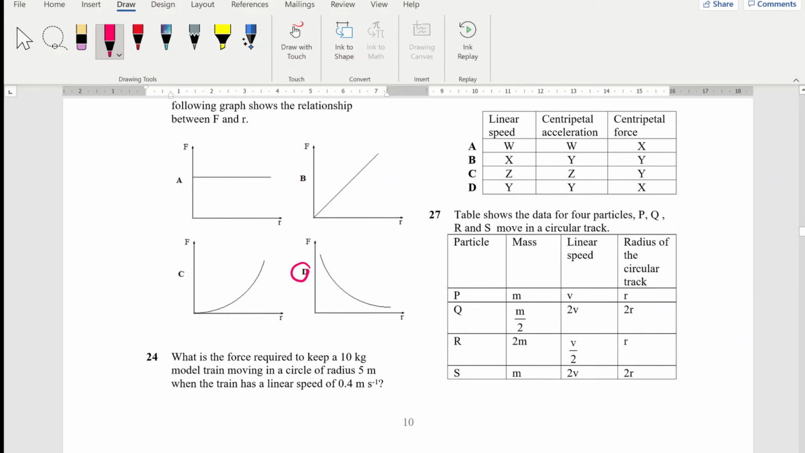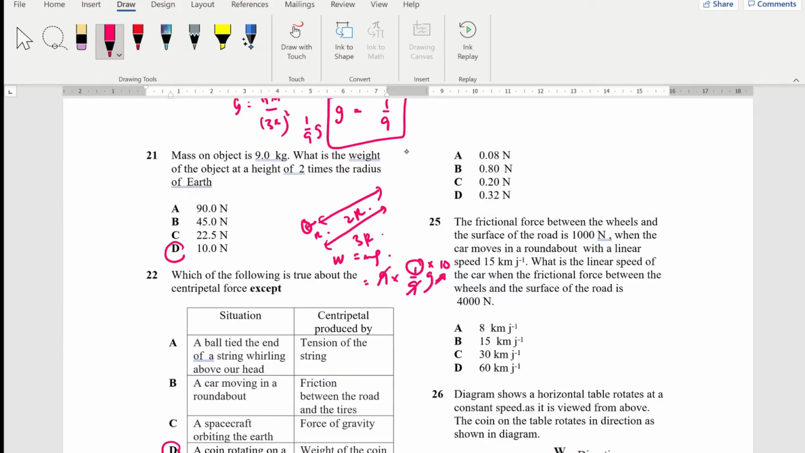So 24. What is the force required to keep a 10 kg model train moving in a circle of radius 5 when the train has a linear speed of 0.4 meter per second? Okay, masukkan dalam formula. This one kena kira lah. Mass is 10. Velocity is 0.4 squared divided by 5. So, we will get 0.32 Newton. Donkey.